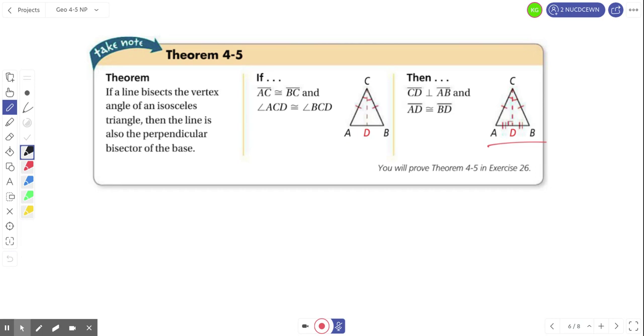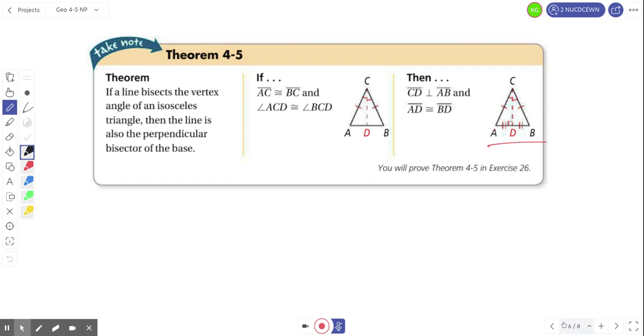If you cut an isosceles triangle in half, if you bisect that top angle, right? So you have two congruent angles up there. You now have a line perpendicular to the base, which means it's also the height of this triangle. And you also have AD is congruent to DB. So, a bunch of stuff to know with that. Make sure you maybe pause the video and take notes on it.